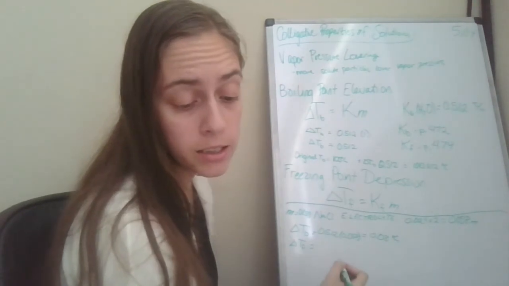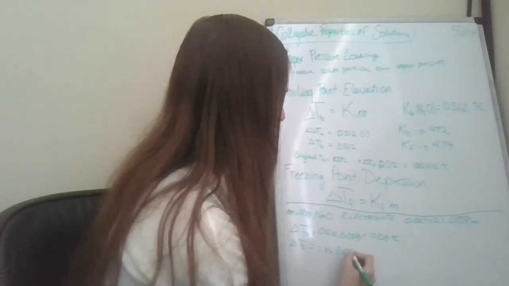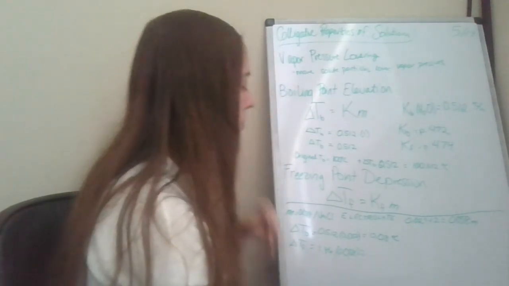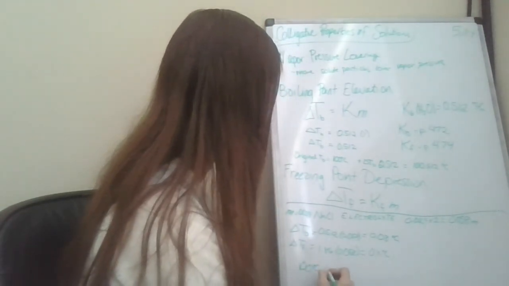Then our change for freezing point. The K constant for water for freezing is 1.86 times our molality, 0.058. We already know that. 1.86 times 0.058 equals 0.11 degrees Celsius. Now we've got to add it. So our normal boiling point of water is 100 degrees Celsius plus 0.03 equals 100.03 degrees Celsius.